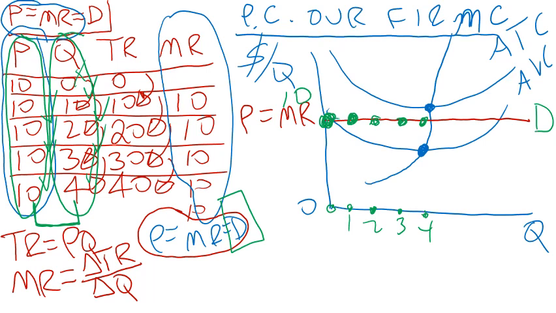And if we connect the dots, well, what do we get? Let's say we keep going. Unit 5, 6, 7, 8, 9, 10, 100, etc. What do we get? We get a demand line that looks like this. Yeah? So, price is equal to marginal revenue, which in turn is equal to demand, or more precisely, is identified with demand.